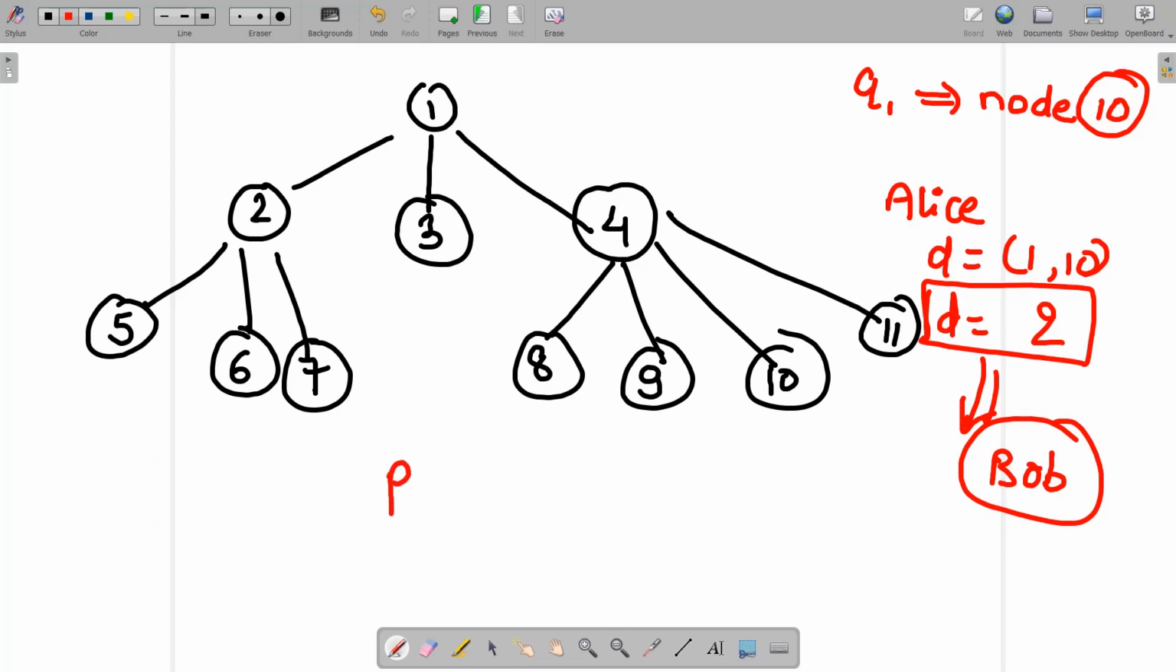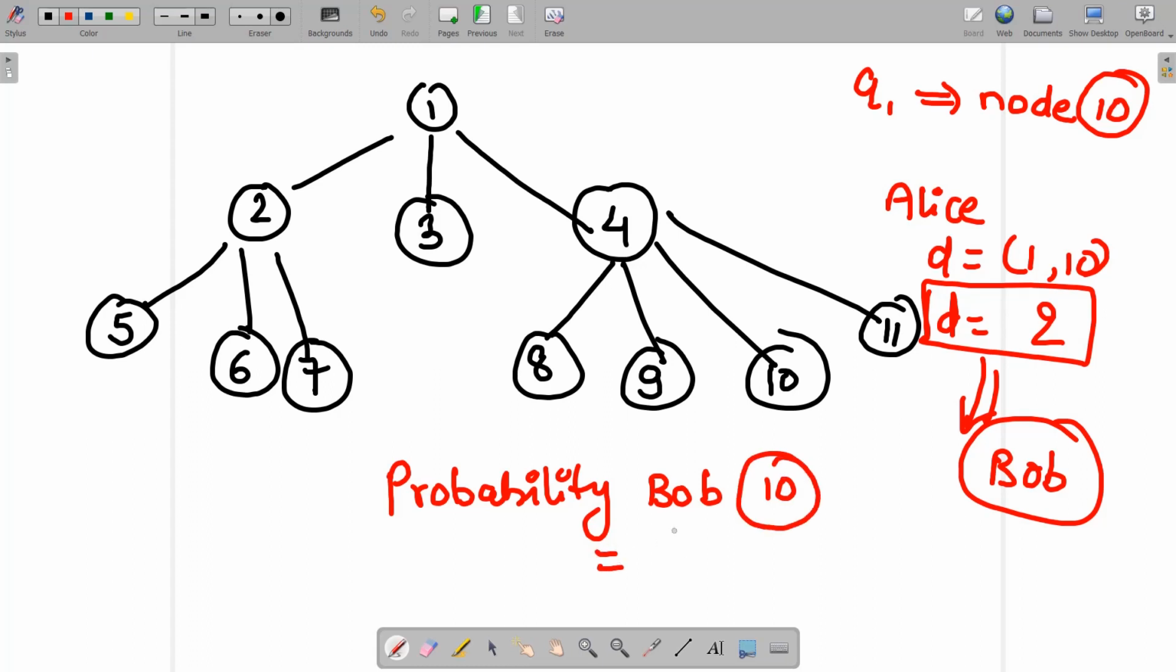So what is the probability that Bob will reach out to node 10 if he is going to cover the distance d equal to 2? Okay, so you can see Bob is at node 1 and the distance is equal to 2. So you can reach the various nodes if you follow the distance equal to 2.